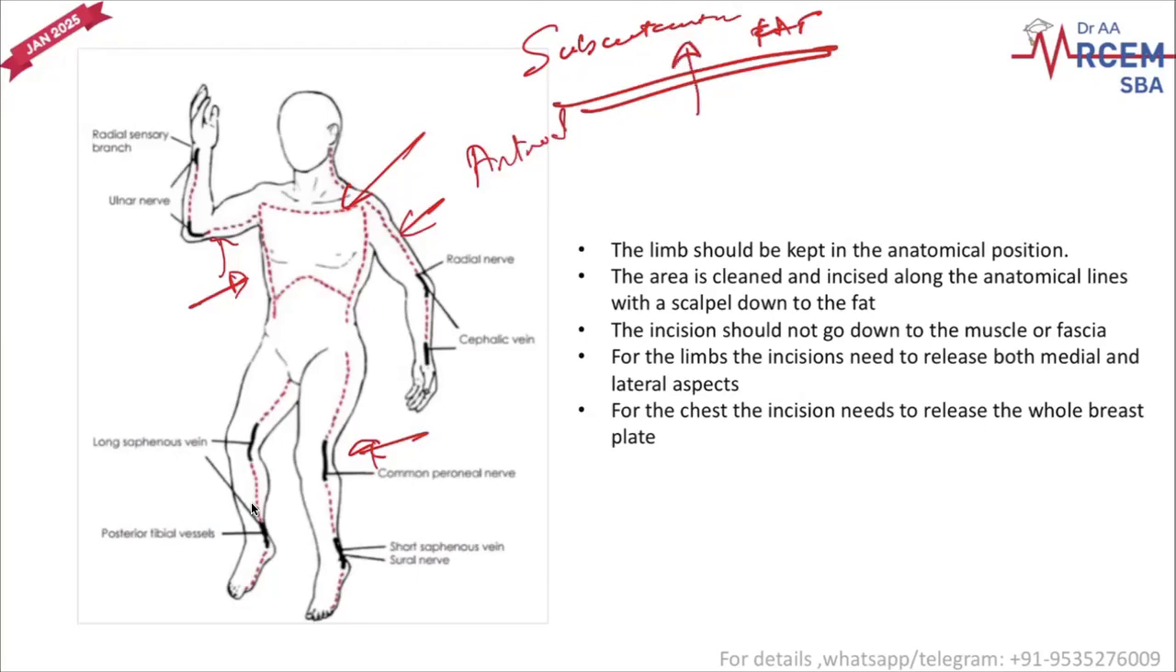Incisions, when you're doing them, should be on two sides. For example, this is the limb. So on the limbs, one incision should be on the medial side and one on the lateral side. In the chest, you should make a square. Then only the chest will be able to expand.